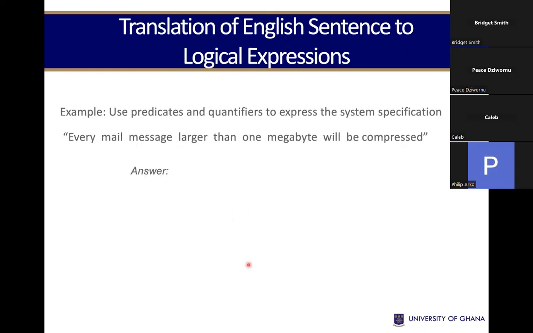All right. Then I can also come here and say that every mail message larger than 1 megabyte will be compressed. Meaning that if there's a mail, remember that every is dealing with the universal quantifier. But the main thing is if there's a particular mail which is larger than 1 megabyte, then compression will take effect. However you want to establish larger than 1 megabyte, it's up to you. So I can have for all m, where m is the mail, S of m, you can make it greater than 1, or you can leave it as m, 1, meaning that this m is greater than 1. Then compression C of m will take effect. Then I'm good to go.